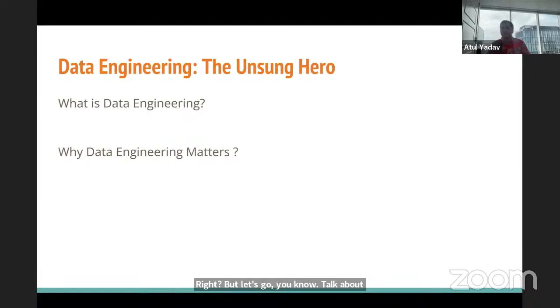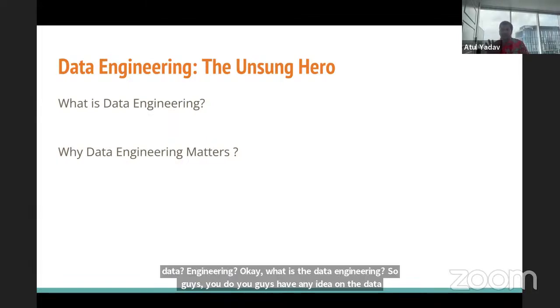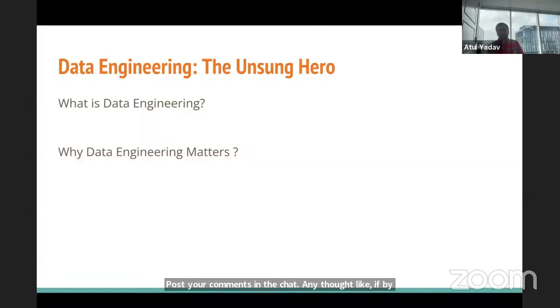What is data engineering? Do you guys have any idea about data engineering? Any thoughts? Just post your comments in the chat. If by any chance you have any understanding of that. Okay, what's this? Team who manages? No, I'm asking about data engineering, what is data engineering, not the data engineering team. Vishwas, okay, sorry. Any thoughts?